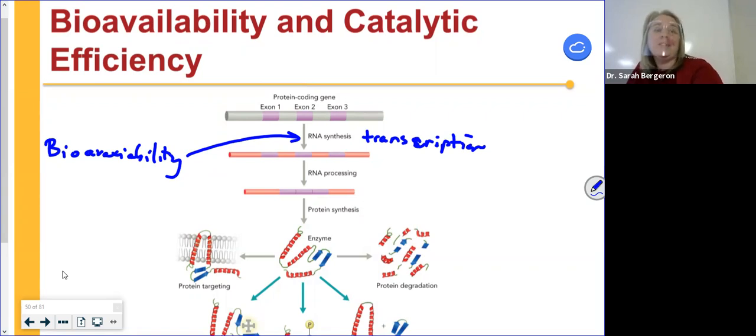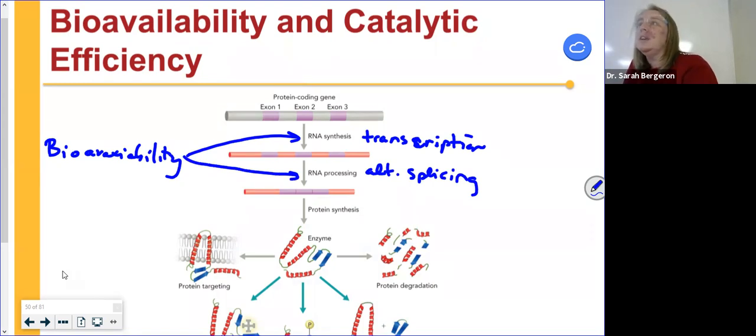Now that you've made that RNA transcript, you have to process it. Can we have different ways to process RNA? Yeah, what do we call that? Splicing, alternative splicing. That's another way that we can change the availability, because if you have different exons inside of that RNA transcript, you're going to have a different protein, so you have different possible substrate targets, possible catalytic efficiency, all kinds of different things. Then how well we can change that RNA transcript into an actual protein. So protein synthesis. What do we call protein synthesis? Translation.